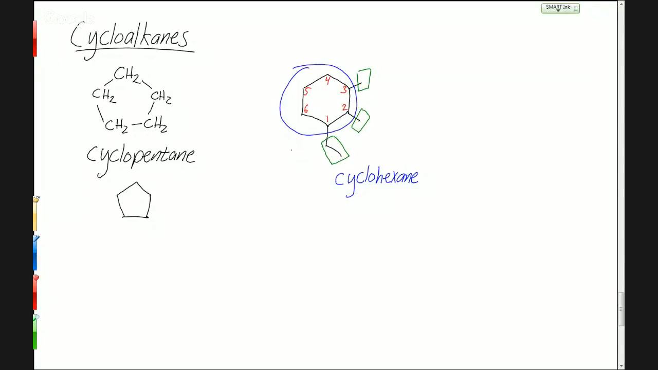So this becomes 1-ethyl-2,3-dimethylcyclohexane, if I can fit it in there. We've got 1 carbon substituents on 2 and 3, those are called methyl. We have a 2 carbon substituent on 1, that's called ethyl.